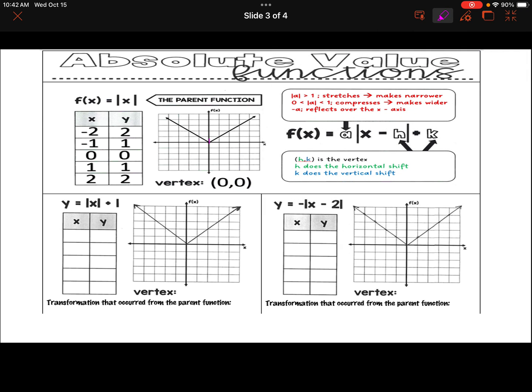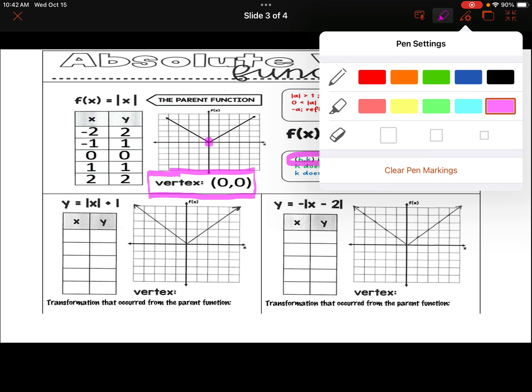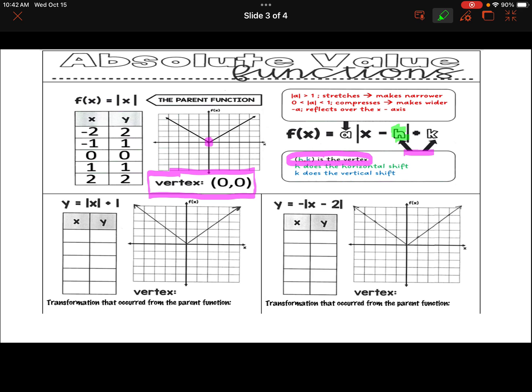Let's try this again. The vertex is at 0, 0. Vertex is the h and k together. H is how far I'm moving it horizontally. K is how far I'm moving the v vertically.